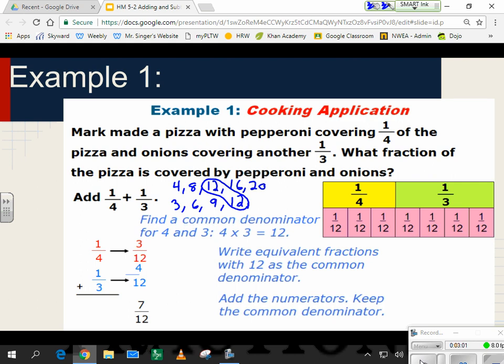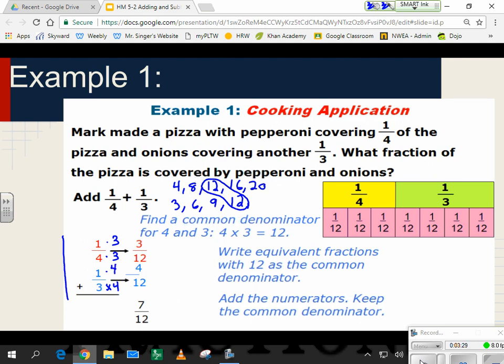So if we rewrite them, and I usually like to write mine top to bottom, just so it's easier to look at, we know that we can make both of them 12ths, but how do you change the numerator? Well, remember what you do to the bottom, 4 times 3 gives us 12 here. You have to do to the top. 1 times 3 gives us 3. That's how I got 3/12. For the next number, 3 times 4 gives you 12. What you do to the bottom, you do to the top. 1 times 4 gives you 4.